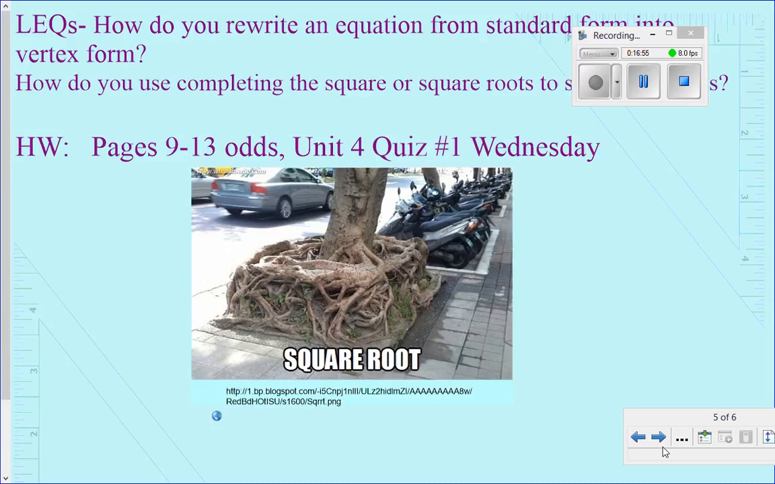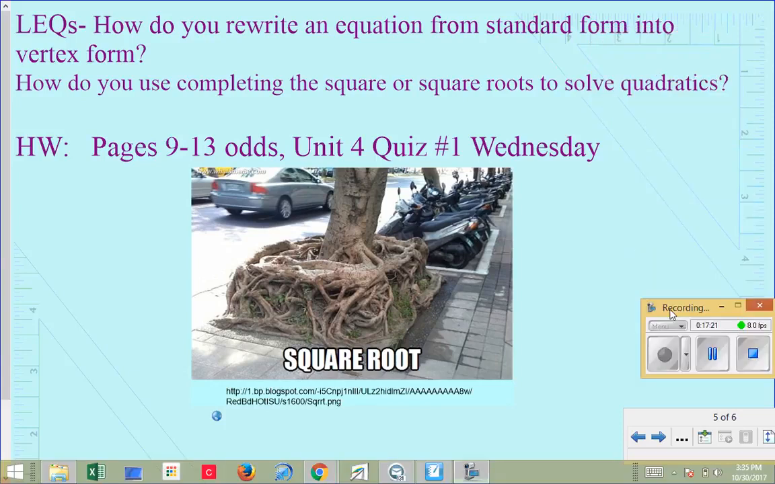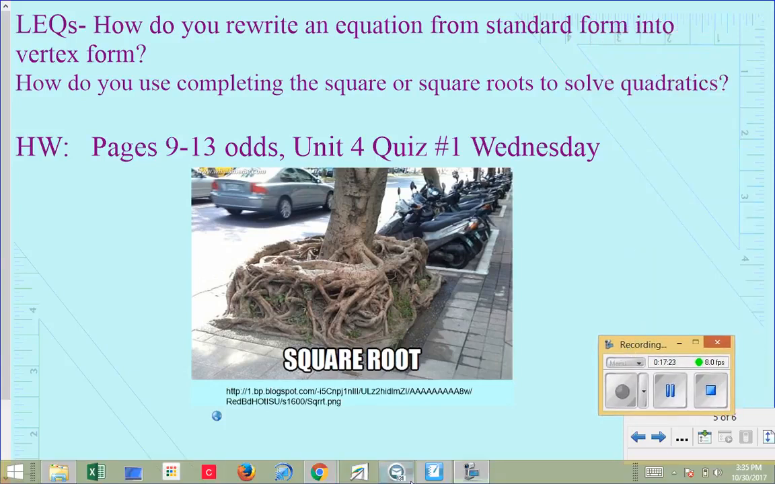Okay. And that was the last example for today. So your homework for tonight on these pages, pages 9, 10, 11, 12, and 13, you're going to do just the odds on those pages though. Okay, so 9, 10, 11, 12, and 13, those are the pages, just the odds on each one of those pages. You do have a quiz coming up later this week on Wednesday, and that'll be on everything we've covered so far in Unit 2, or Unit 4. So that's coming up later this week.